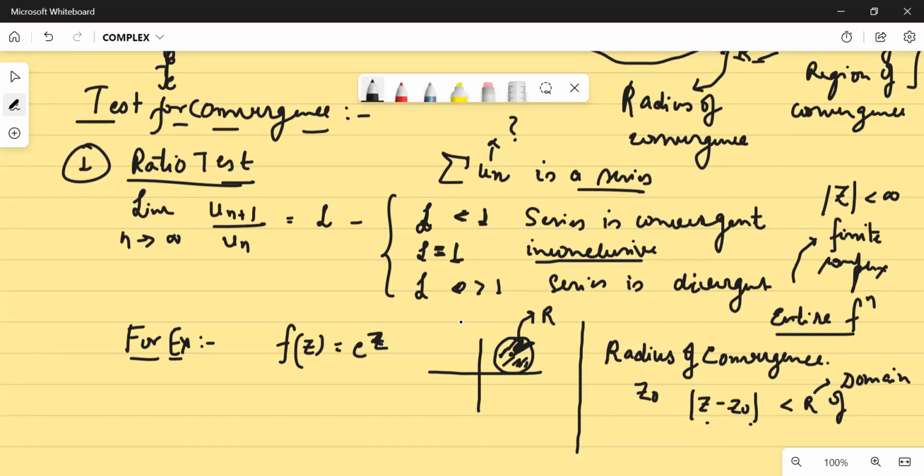And what is the radius of convergence? The radius of convergence, in the form of the ratio test, I would say, is limit n tends to infinity of un plus 1 upon un, which is 1 over r. Just give me a moment. I think this is un plus 1 upon un is 1 over r.